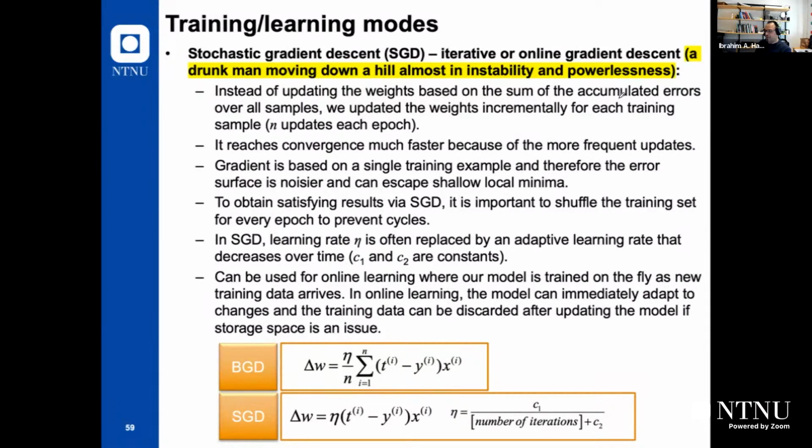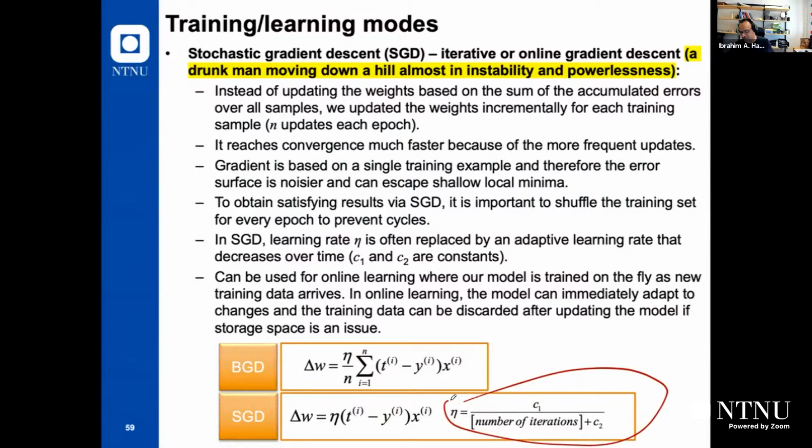It reaches convergence much faster because of the more frequent updates. Gradient is based on a single training example, and therefore the error surface is noisier and can escape shallow local minima. To obtain satisfying results using stochastic gradient descent, it is important to shuffle the training set for each epoch to prevent cycles. In stochastic gradient descent, learning rate eta is often replaced by an adaptive learning rate that decreases over time.